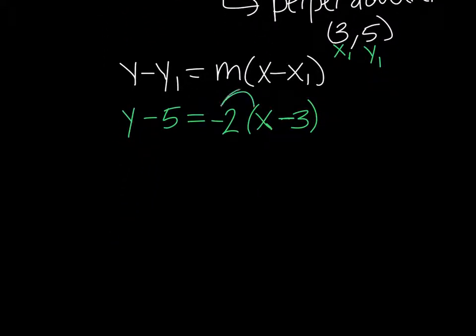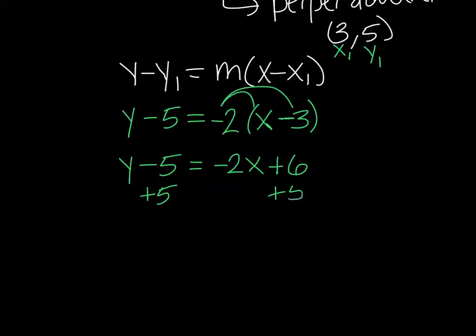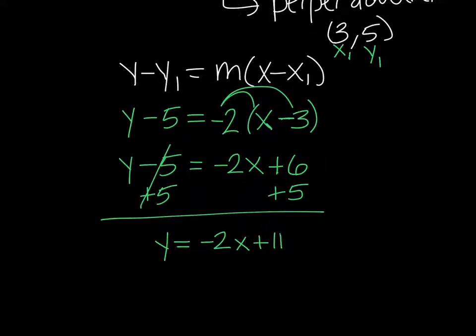So I multiply through by negative 2 because I see a bubble. So negative 2x. Negative 2 times negative 3 is plus 6. And I have y minus 5 on the left. Then I've got to get rid of the 5, so I add 5 and add 5 to the constant. And so we get y equals negative 2x plus 11. And that's the equation of our perpendicular line.